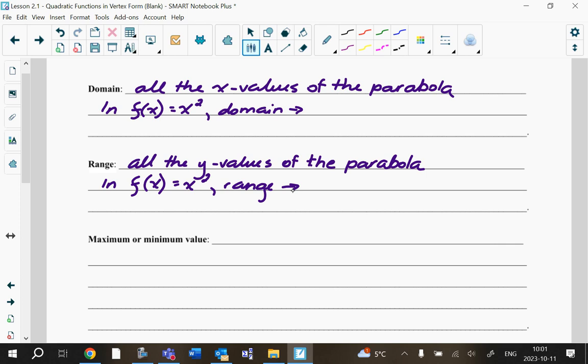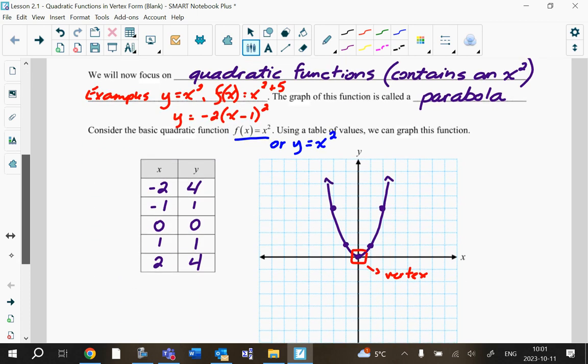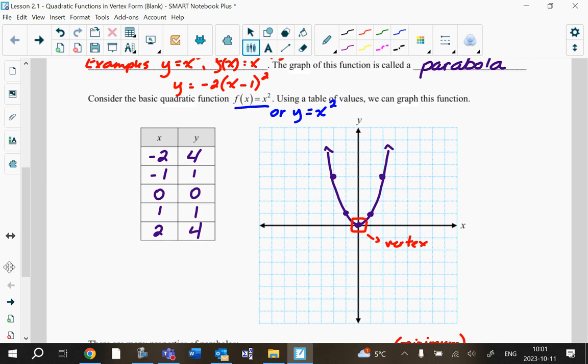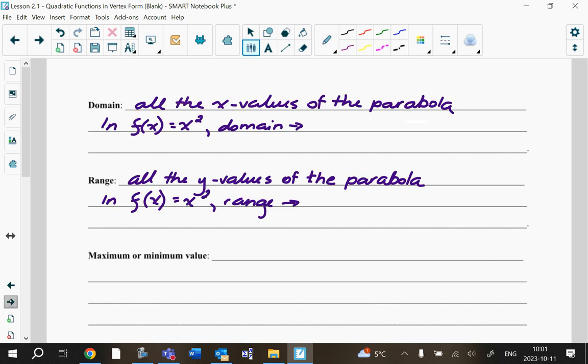Remember, domain is all the x values. So on this graph, what's the x value of the point to the furthest left? Yeah, negative infinity, because not only does this go up, it goes to the left forever. So the point to the furthest left is going to be at infinity, so its x value is going to be negative infinity. What about the point to the furthest right, the x value? Positive infinity. So therefore, using parentheses, we would say negative infinity to positive infinity.